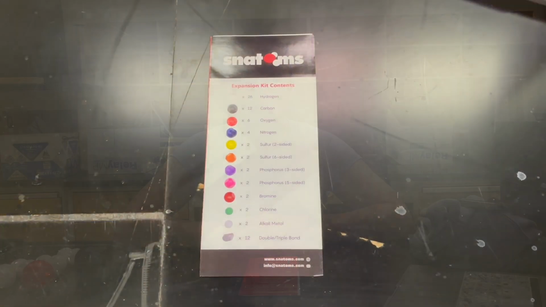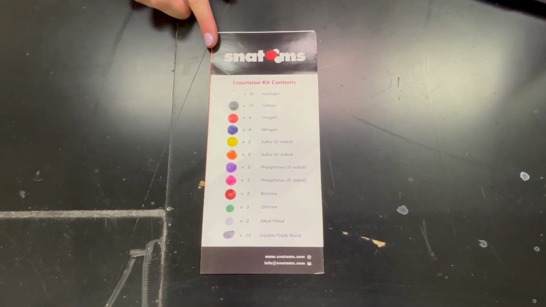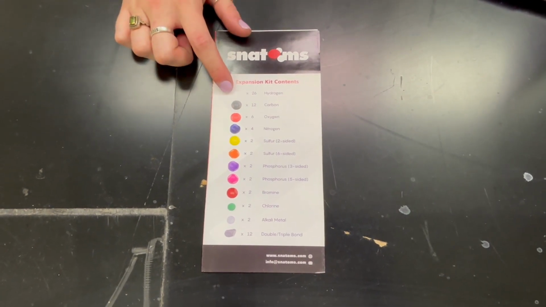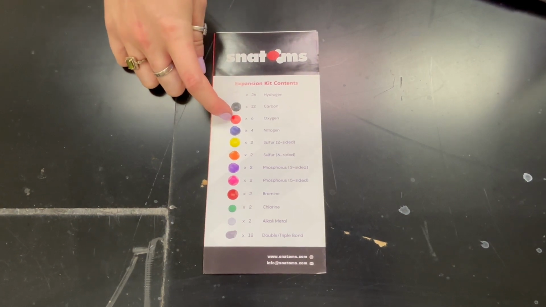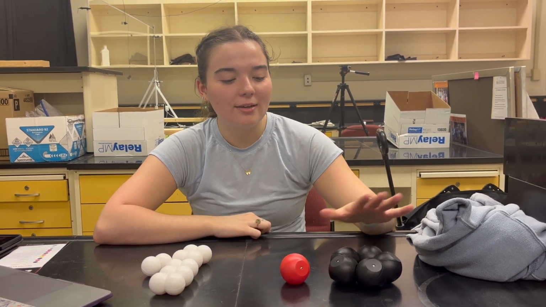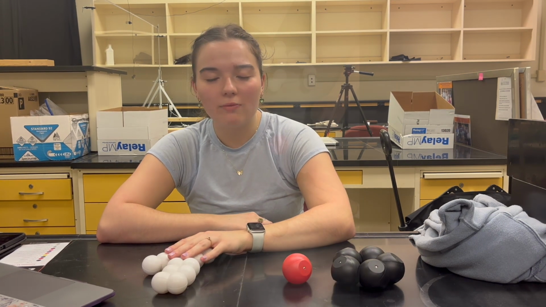Today we're going to be building 1-butanol 3-methyl. To build this molecule, we're going to be using the Snatoms kit. White is hydrogen, black is carbon, and for oxygen, we're going to be using red. The molecule that we're going to be building today is C5H12O, so we're going to be using 5 carbon atoms, 1 oxygen atom, and 12 hydrogens.